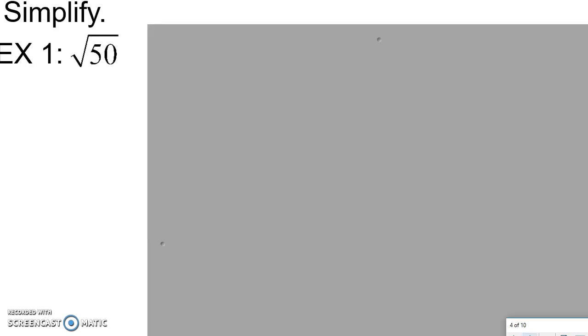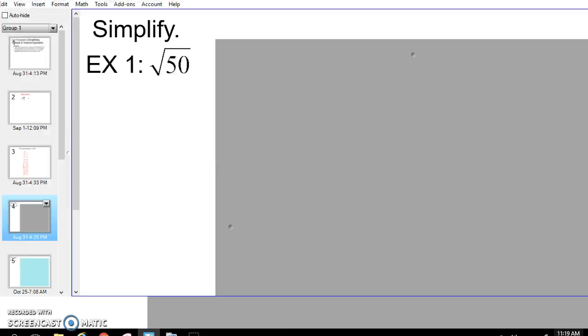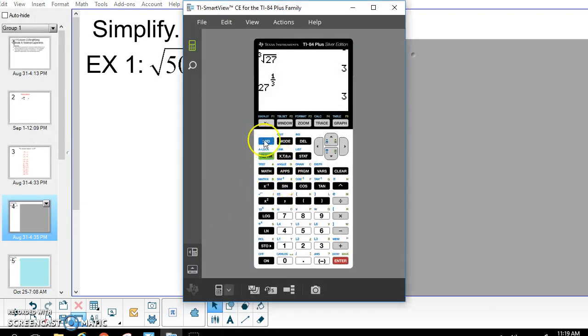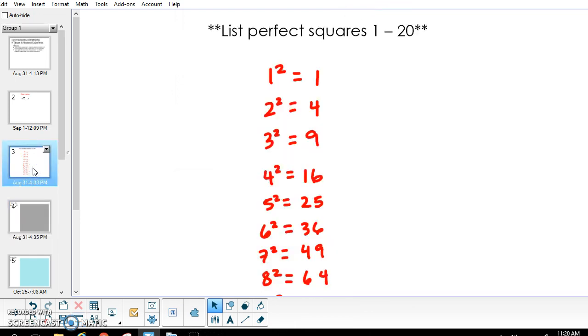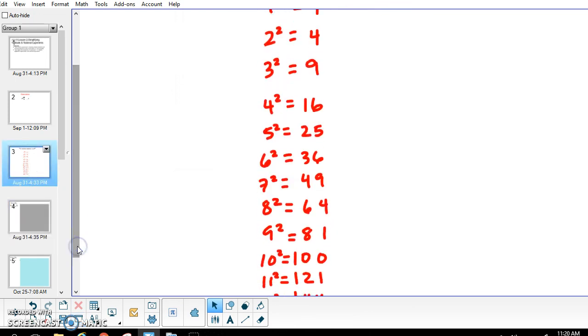All right, so for example, the square root of 50. So first of all, I want to know, is 50 a perfect square? I do the square root of 50. No, it's not a perfect square. I don't get a whole number. But is there a perfect square that goes into 50? So I'm going to look at my list, and I want to start towards the bottom. So when we say go into, it divides into. All right, so obviously it has to be smaller, but 49 can't go into 50. You can't do 50 divided by 49 and get a whole number.